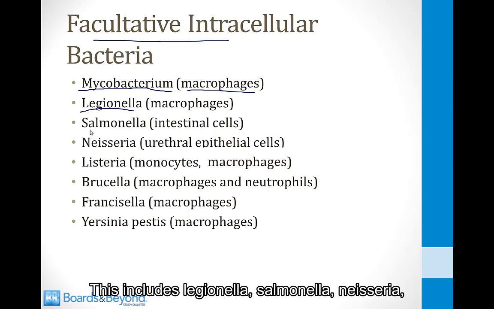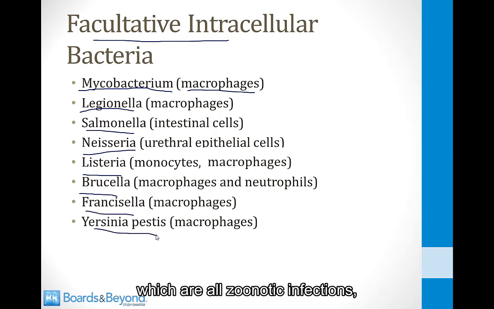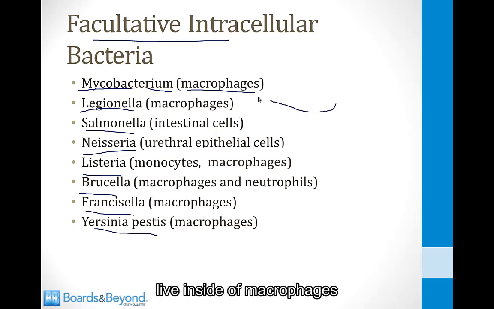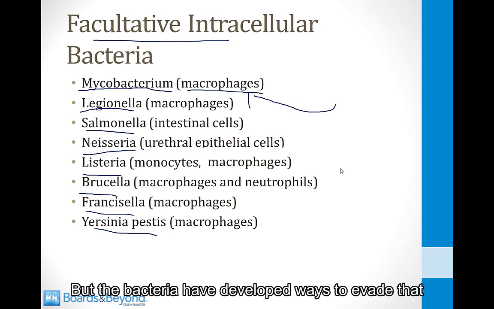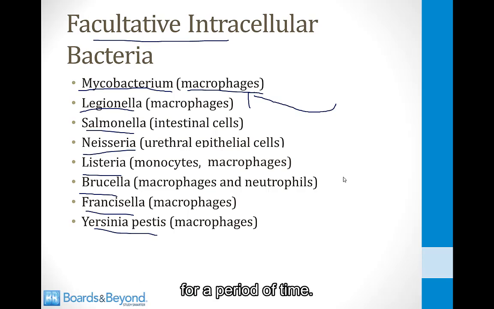This includes Legionella, Salmonella, Neisseria, Listeria, Brucella, Francisella and Yersinia, which are all zoonotic infections, meaning they come from animals and infect humans. And you'll notice that many of these bacteria live inside of macrophages, and that's because the macrophages try to phagocytose them and kill them, but the bacteria have developed ways to evade that, and therefore they can live inside the macrophages for a period of time. And that concludes our module on special growth requirements.